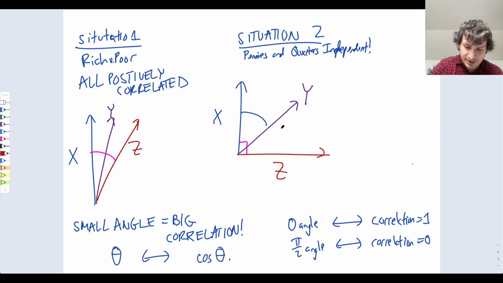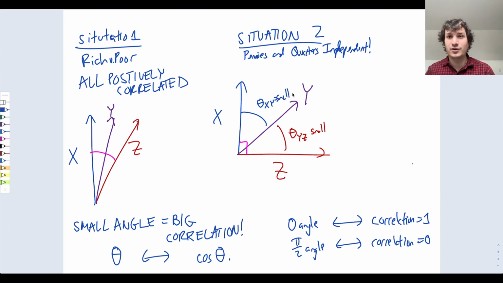Okay. So theta yz is small, and theta xz is small. Well, I guess in this case, as drawn, they look like they're exactly 45 degrees. And indeed, if you were in 2 dimensions, it would have to be 45 degrees. But you can imagine in 3 dimensions, the vector y can point out of the page. And so you can get angles other than exactly 45 degrees in this situation. Okay, that was situation 2 where they were independent.